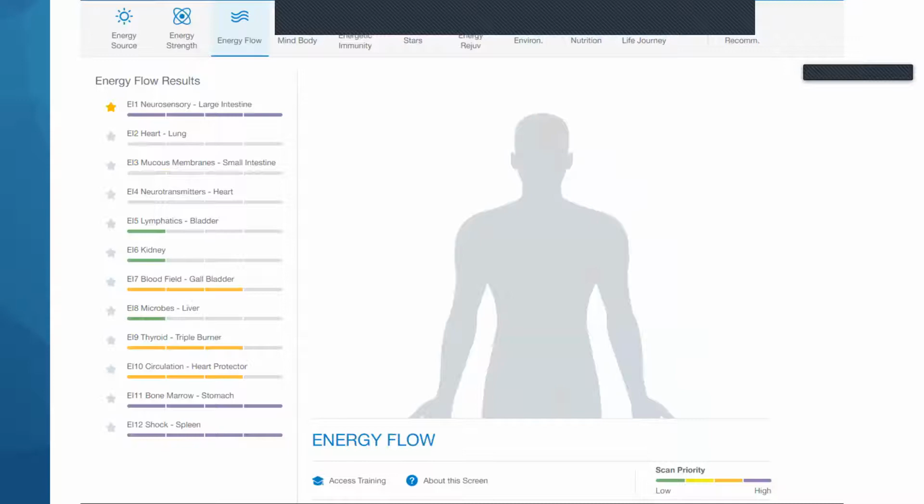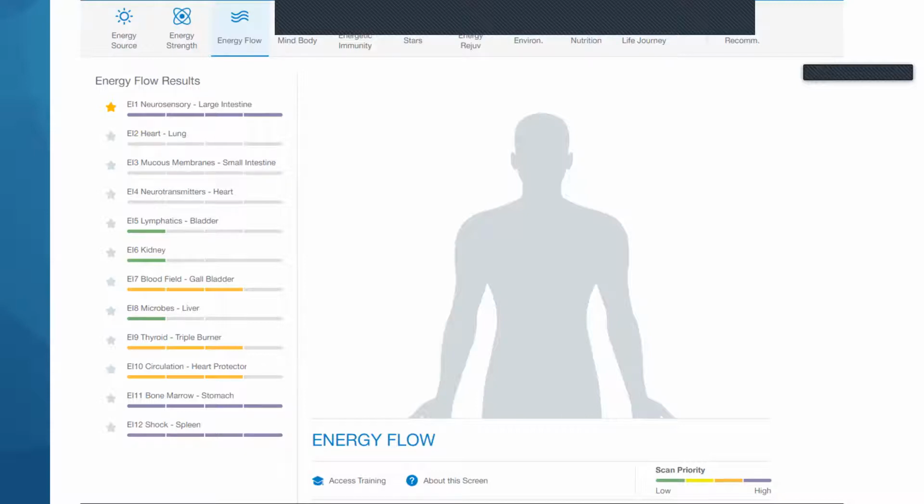Onto the energy flow. So we've got quite a few high priorities within the integrators. Okay, so Peter Fraser often used to talk about, if you've got a lot of integrators showing as priorities, you need to look at the whole integration process. Okay, so we always think about those channels of information through the meridians, and things are not communicating properly. Okay, so it's almost like she's kind of stuck and doesn't know how to move forward.